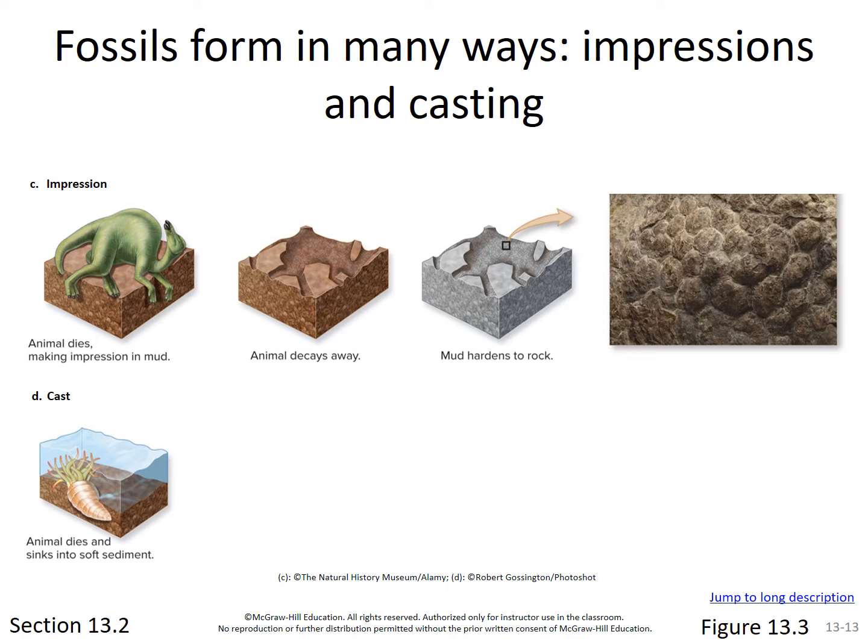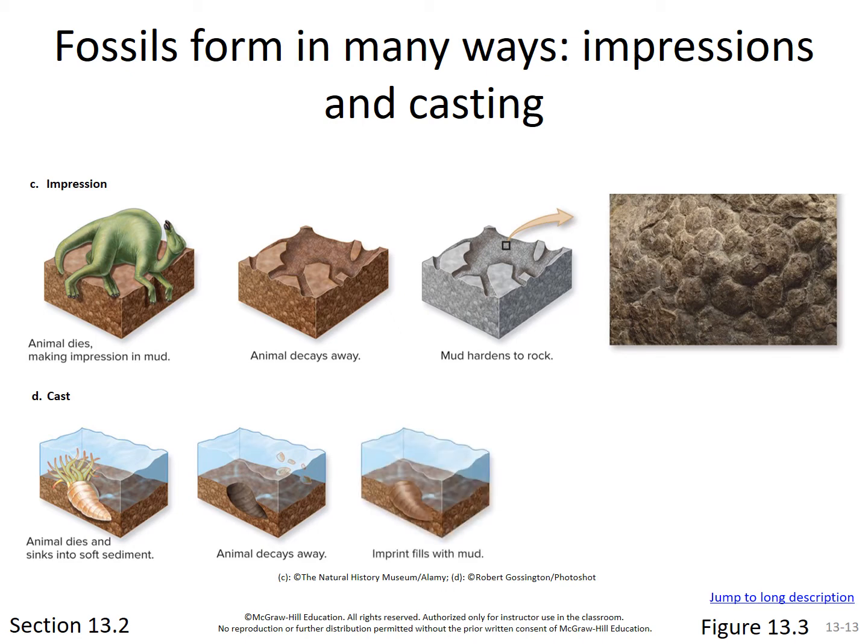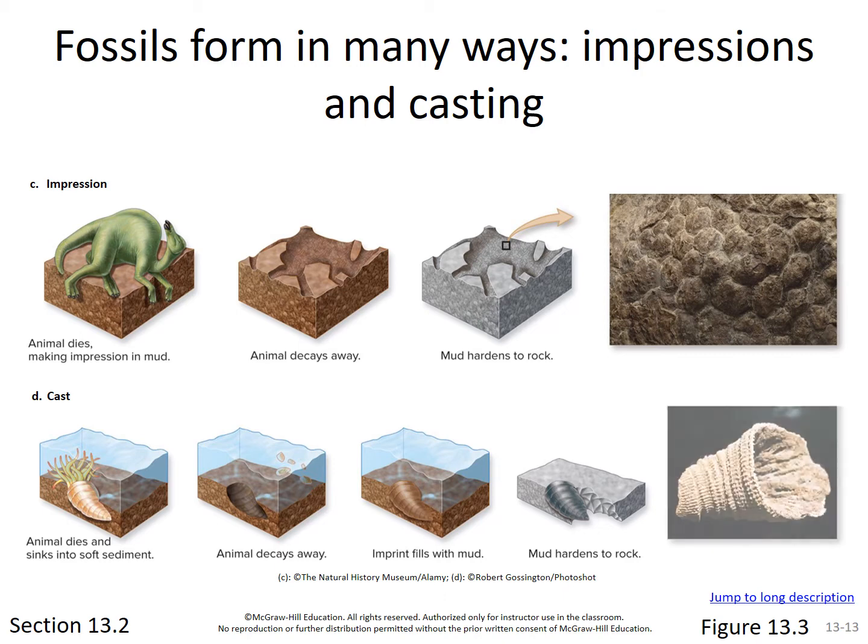Now, in a cast fossil, the animal dies and it sinks into sediment, and it'll get covered by sediment, and the animal decays away. However, the imprint fills with mud, and so instead of having an impression, you have sort of the opposite number of this. You have a cast of the original animal, because that mud, the imprint that's been filled, hardens to rock, and so you'll have really a three-dimensional fossil in which you have an imprint of that organism. And I've got a really nice cast fossil of a trilobite that I would have brought in to show you all.